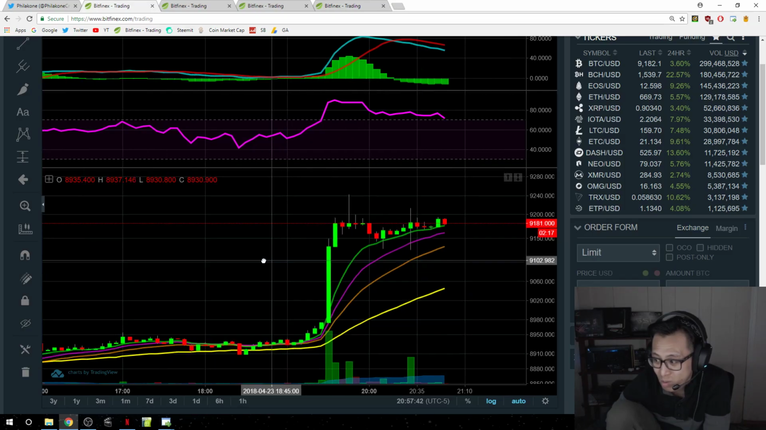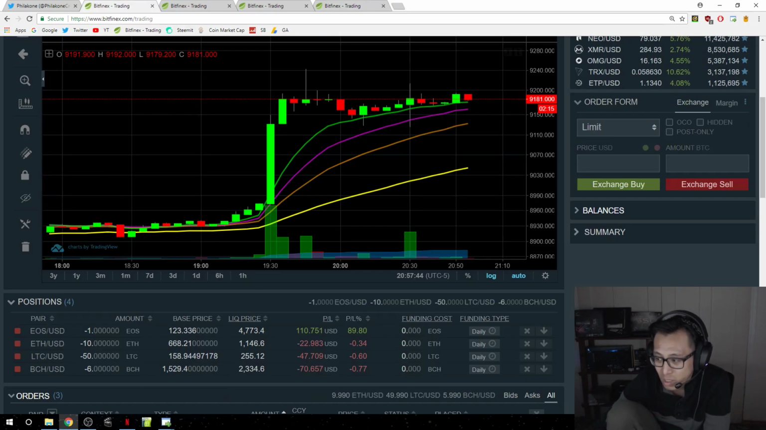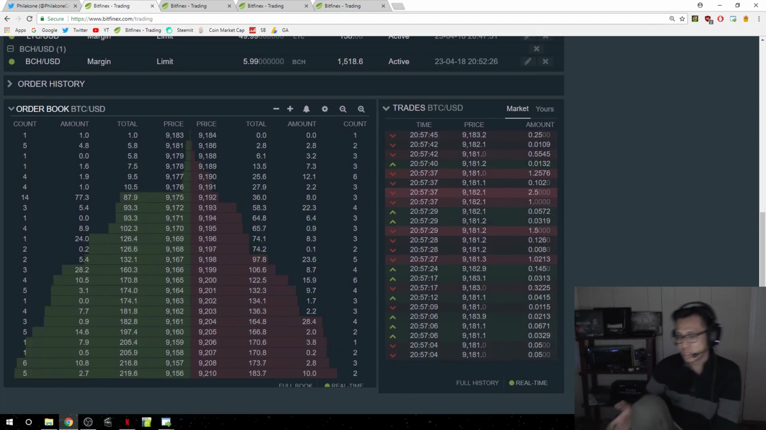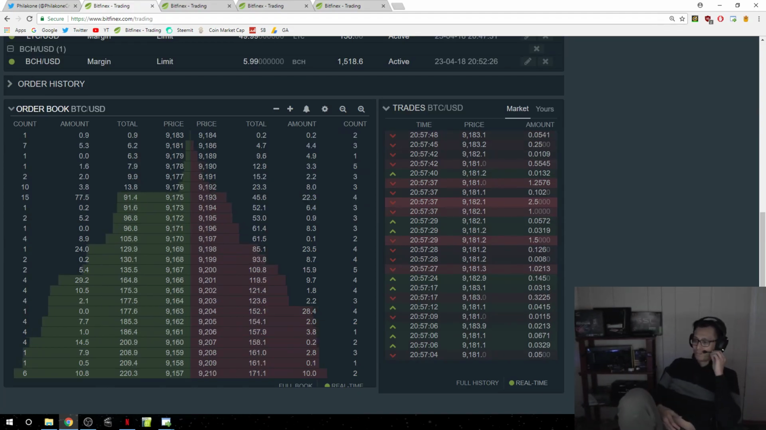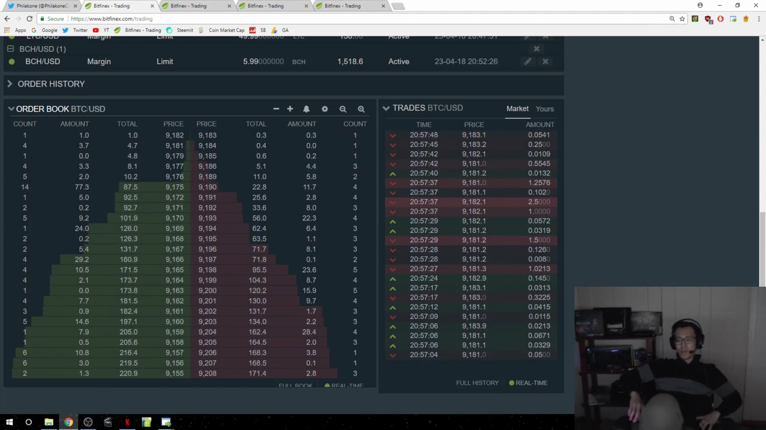Like, wow. How's Bitcoin looking? Are people actually selling? Yeah, it looks like people are starting to sell a little bit more now. You guys notice there's more red?